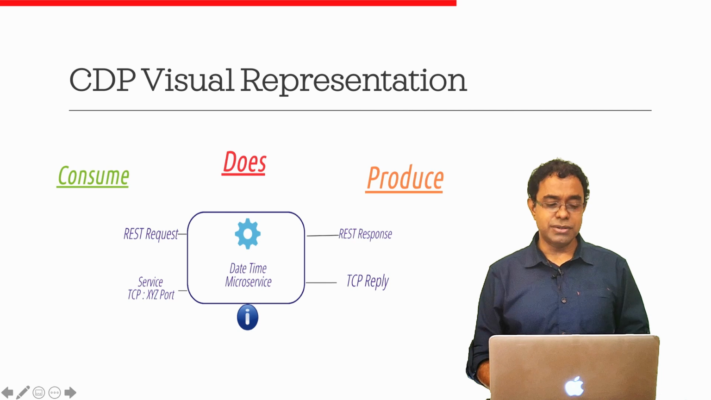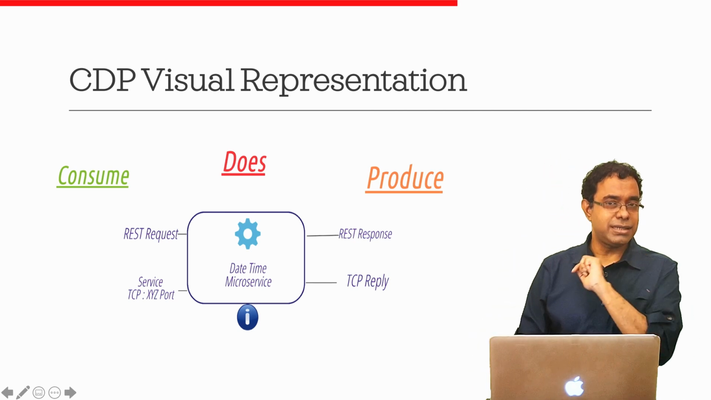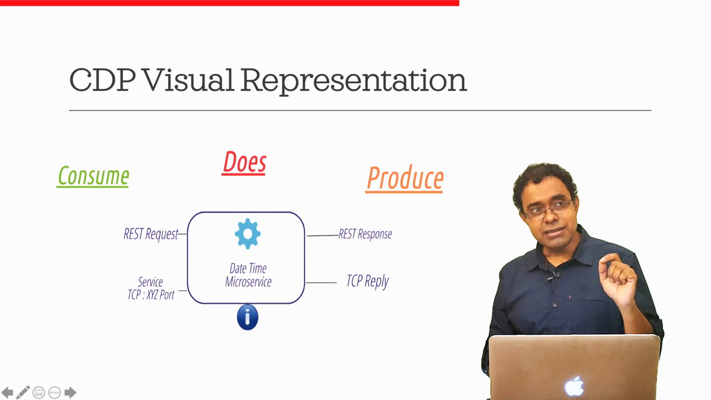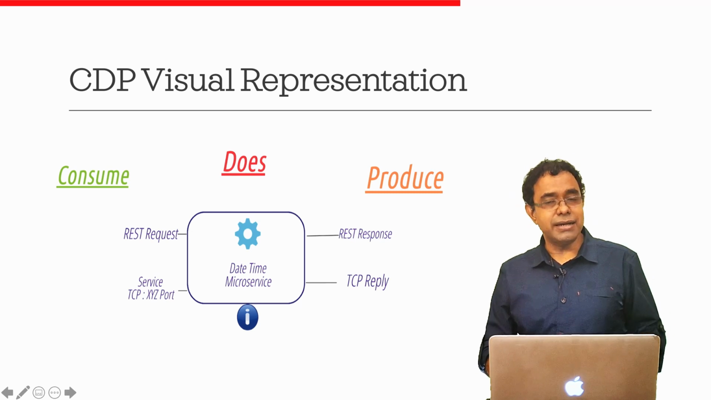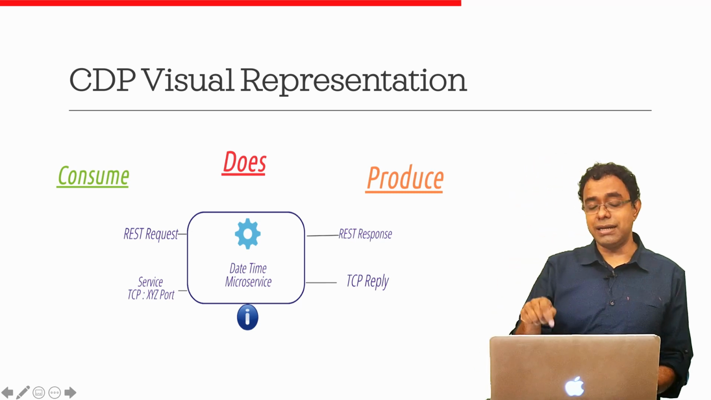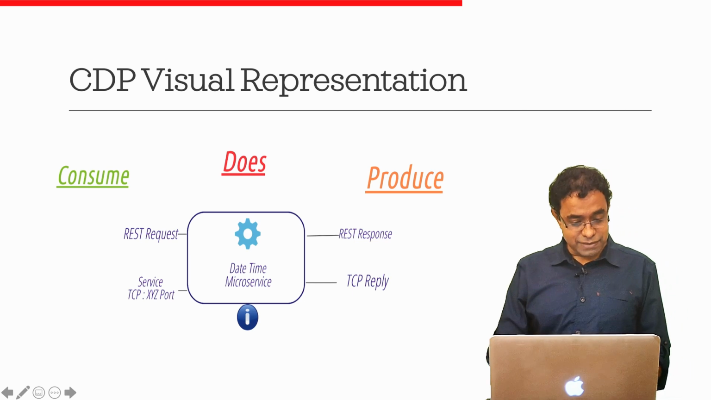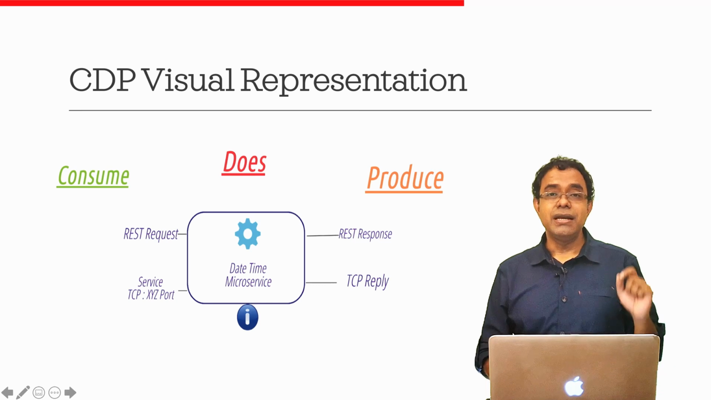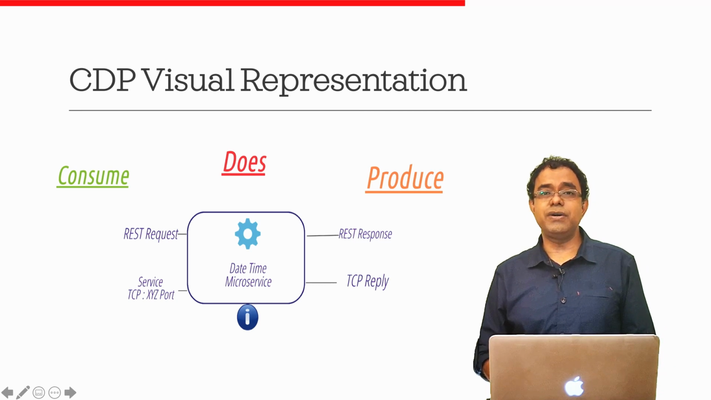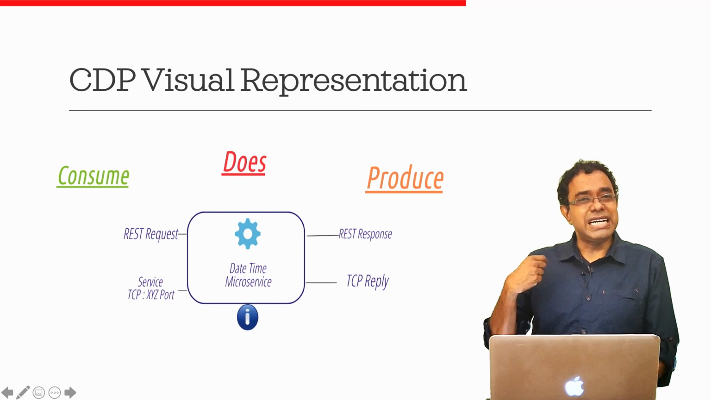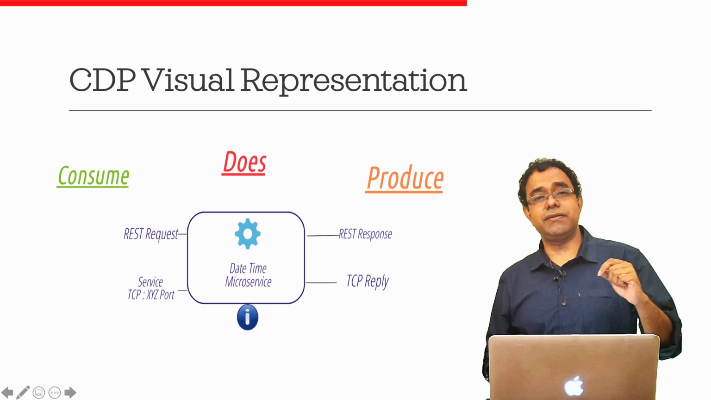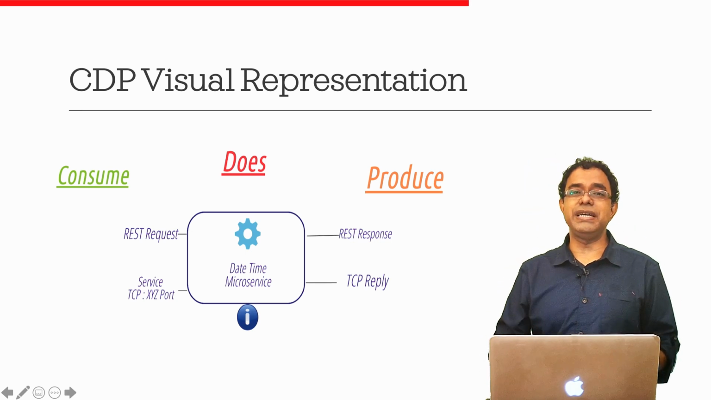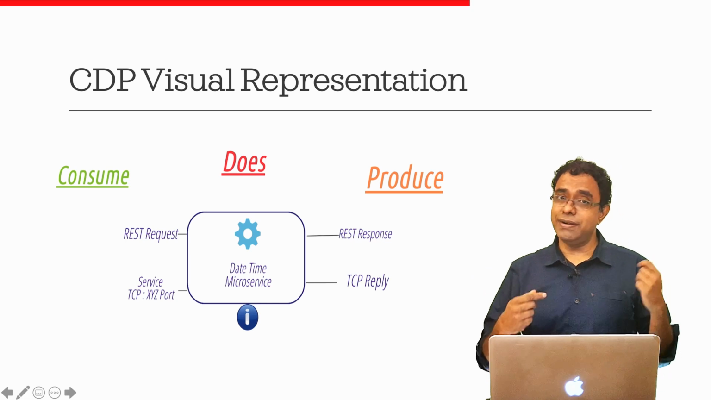Consume, touch, produce. What does it consume? REST request. What does it give? REST response. The REST request asks what is the current date and time. The response gives the current date and time. TCP service, XYZ port and TCP reply. The TCP service is all about, when you want to check date and time, you need to connect to a server called NTP, Network Time Protocol server. You connect to it via TCP and you get the reply via TCP.